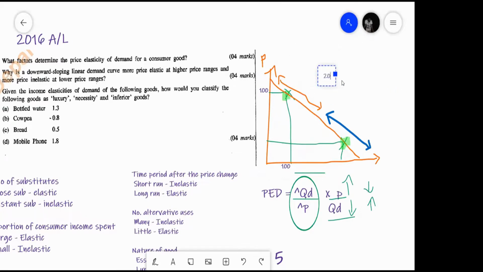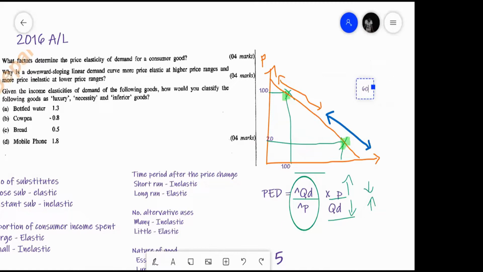Price I'll say is 20. At this point here, price is 20. And then let's say quantity, I'll say somewhere around 600. So we'll just give a rough quantity. Can you all calculate PED at both of these points and tell me at the first point and at the second point, how much is the PED?